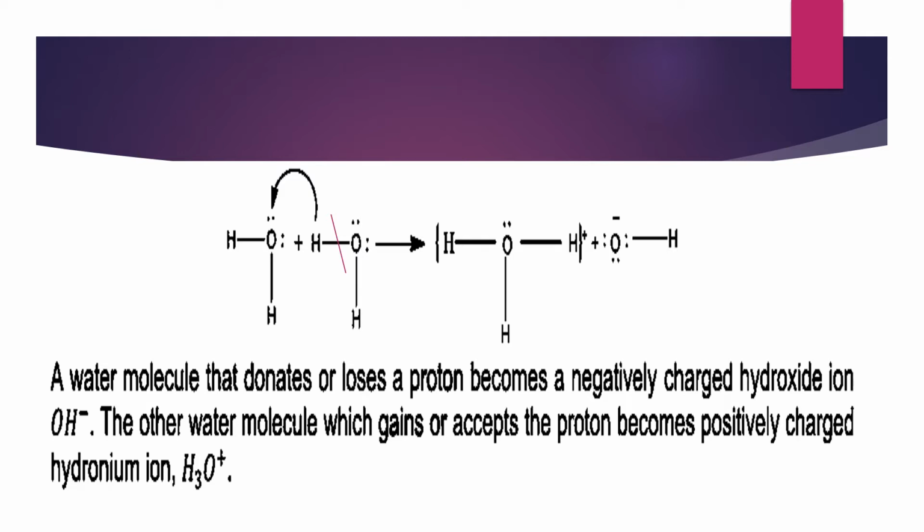The water molecule which gains the proton transforms into the hydronium ion, which carries a positive charge, and the water molecule which loses the proton transforms into the hydroxide ion, which carries a negative charge. In this way, you can clearly see the loss and gain of a proton in two water molecules, and this reaction is called the autoionization or self-ionization of water.